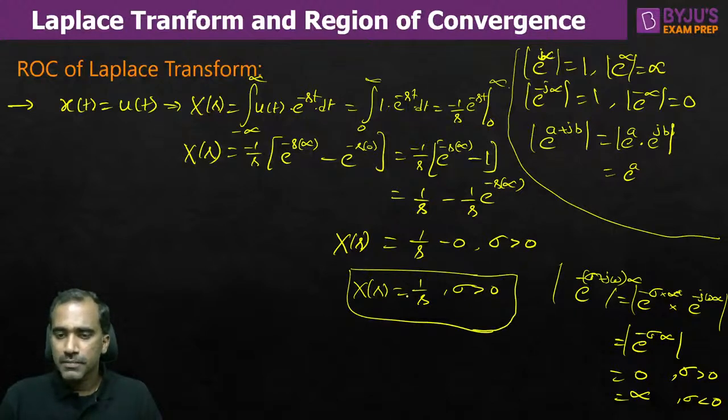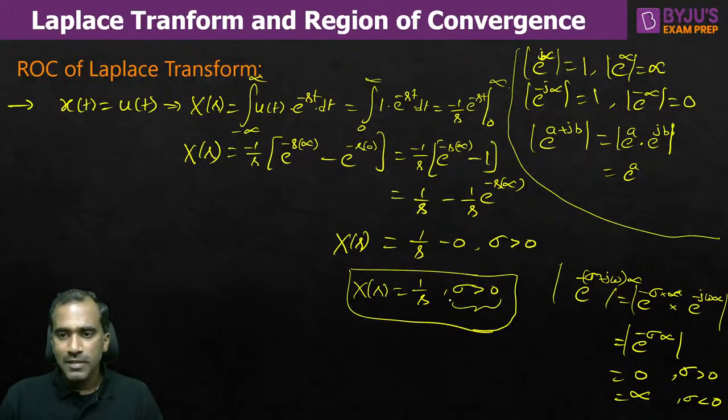Try to understand carefully. If you write only 1 by s when writing the bilateral Laplace transform, without the ROC, the answer is wrong. Is this answer valid for all values of sigma? No. This answer is valid only for sigma greater than 0, so you have to mention that. Without mentioning this ROC, the answer is incomplete, or I would say wrong.